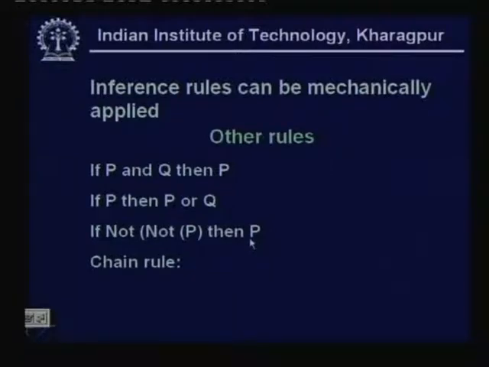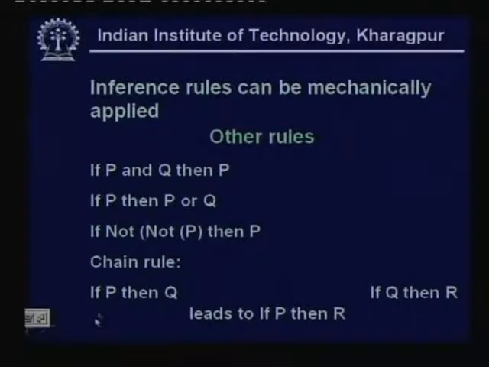Then there is a very interesting and useful rule that is called the chain rule. For example, if we have one rule like if P is true, then Q is true, and I have another rule, if Q is true, then R is true, then we can certainly infer that if P is true, then R is true, because P being true makes Q true and Q being true makes R true. So there is a chaining. Therefore, by transitivity we can say if P is true, then R is true. This is called a chain rule, which will find a lot of applications when we look at rule based systems.